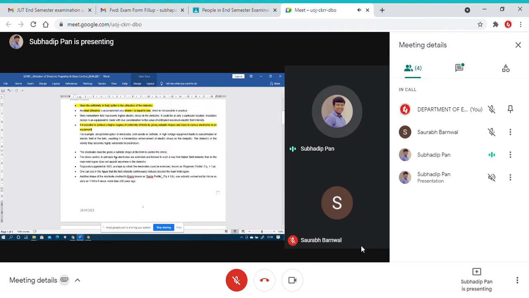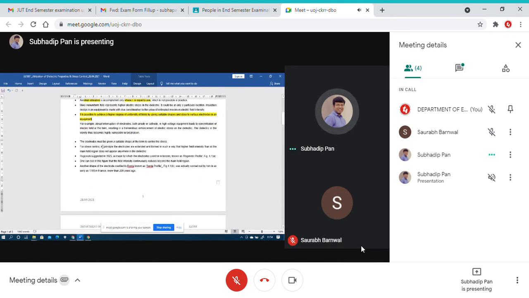Okay, so the next point is the electrode must be given a suitable shape. It will also be written in this particular point. Now for stress control, in principle, the electrodes are extended and formed in such a way that the higher field intensity than in the main field region does not appear anywhere in the dielectrics.